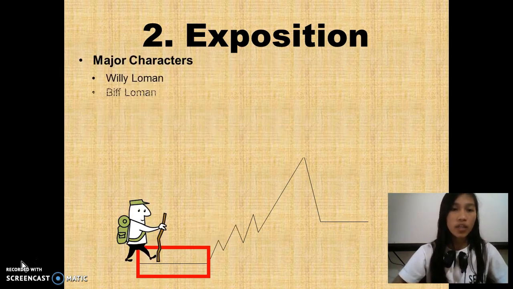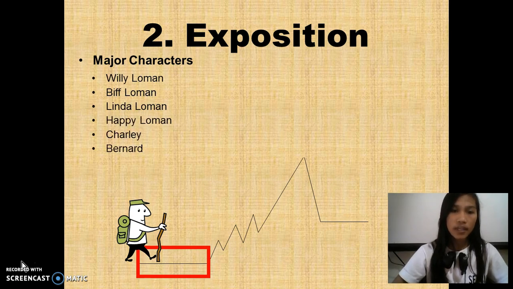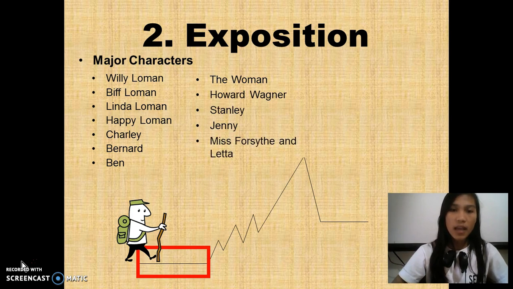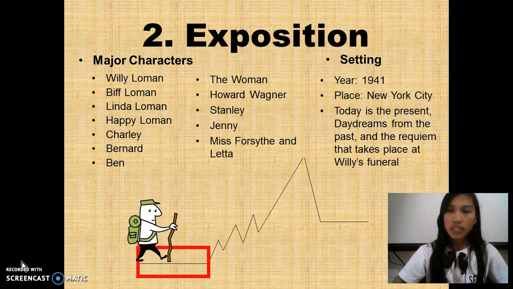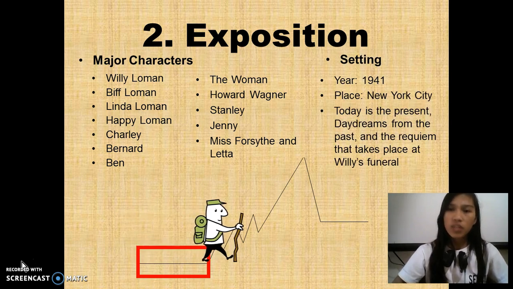We have Willie Loman, Biff Loman, Linda Loman, Happy Loman, Charlie, Bernard, Ben. Of course, the woman, Howard Wagner, Stanley, Jenny, Miss Forsyth, and Letta. What about the setting? In the year 1941, in New York City. Today is the present, daydreams from the past, and the requiem that takes place at Willie's funeral.